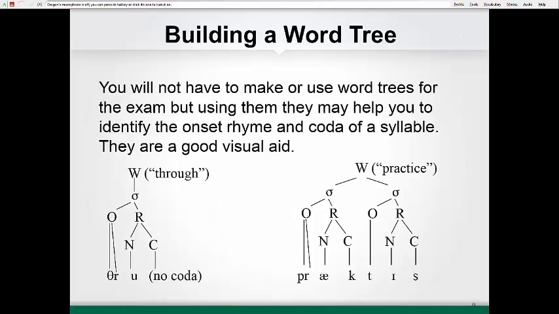I've drawn a couple more examples on this slide. You don't have to make word trees for the exam, but using word trees may help you to more easily identify the onset, rime, and coda of the syllables. They are a good way of visualizing the syllable structure. There are more examples at the end of the chapter and throughout the chapter in your textbook.